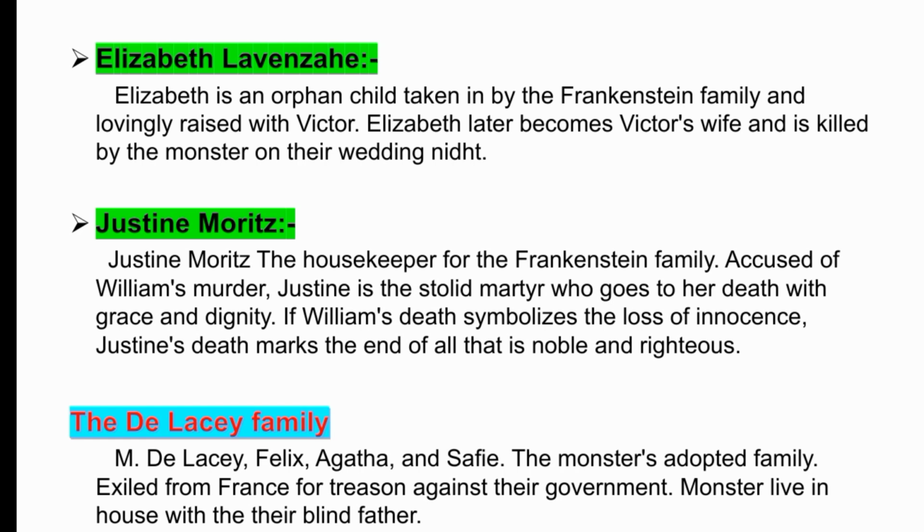The De Lacy family. The De Lacy family is the family where the monster lives for a long time. The monster's adopted family, exiled from France for treason against their government. The monster lives in the house with their old father, who was blind, so he could not see the monster, and the monster helps him alone and lives with him and learns the language from this family.